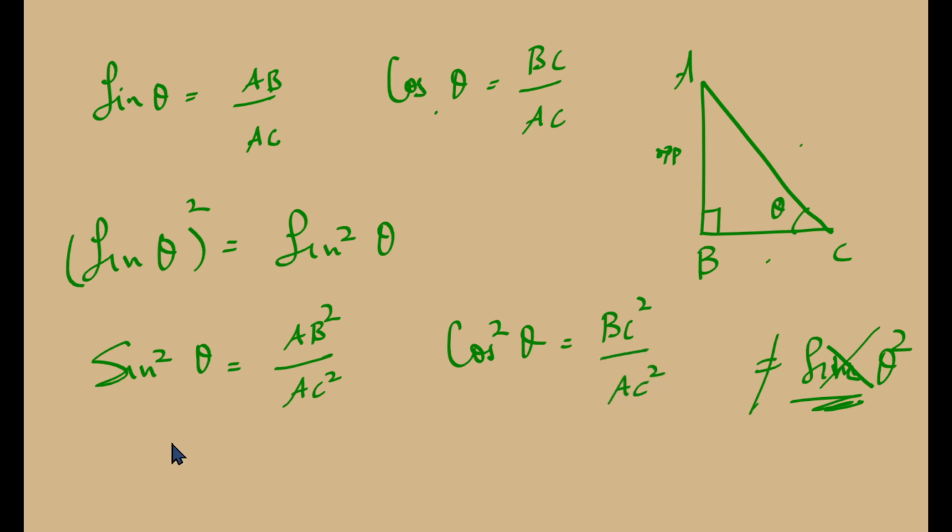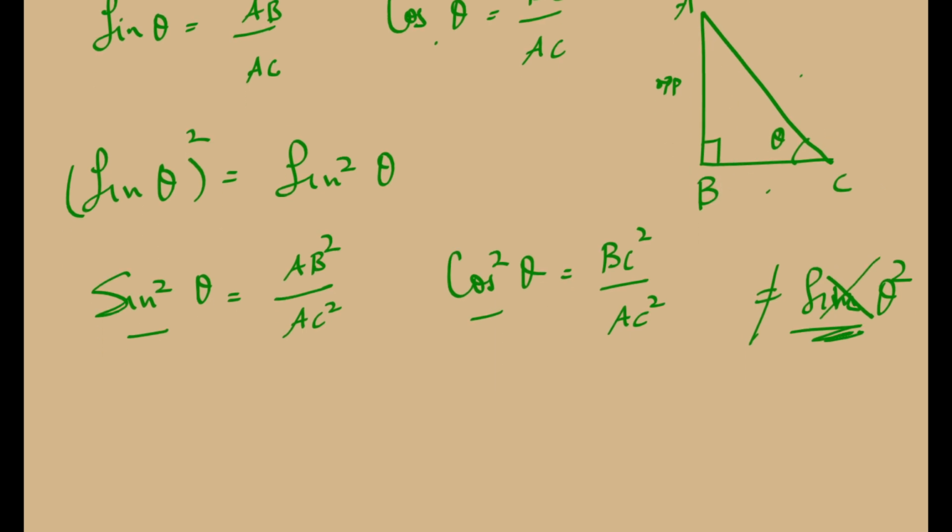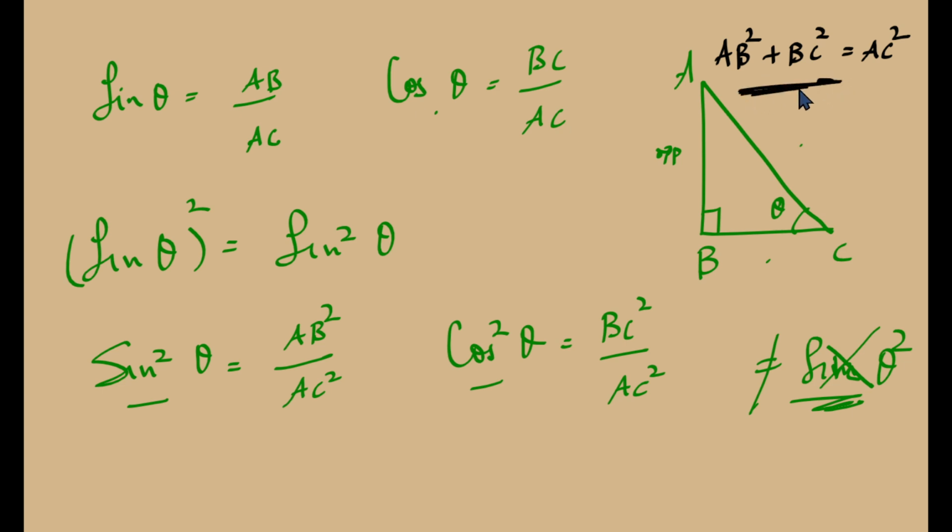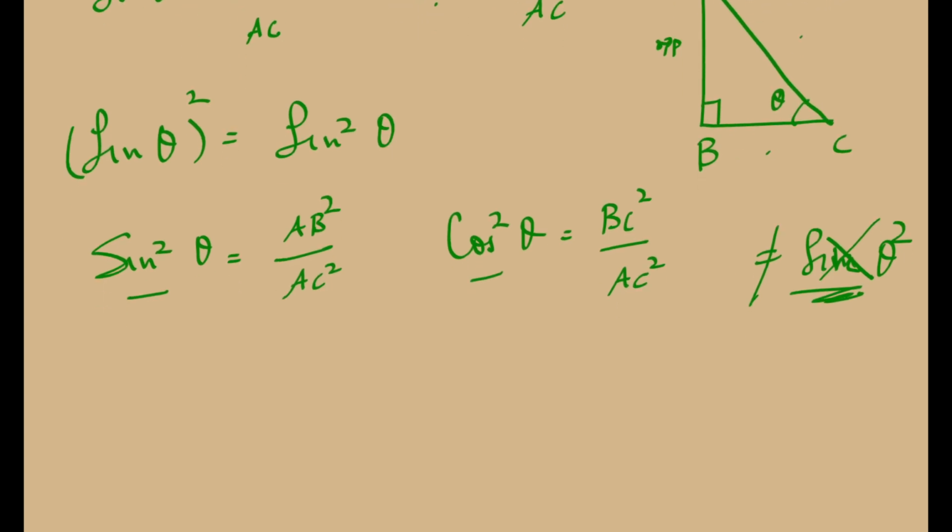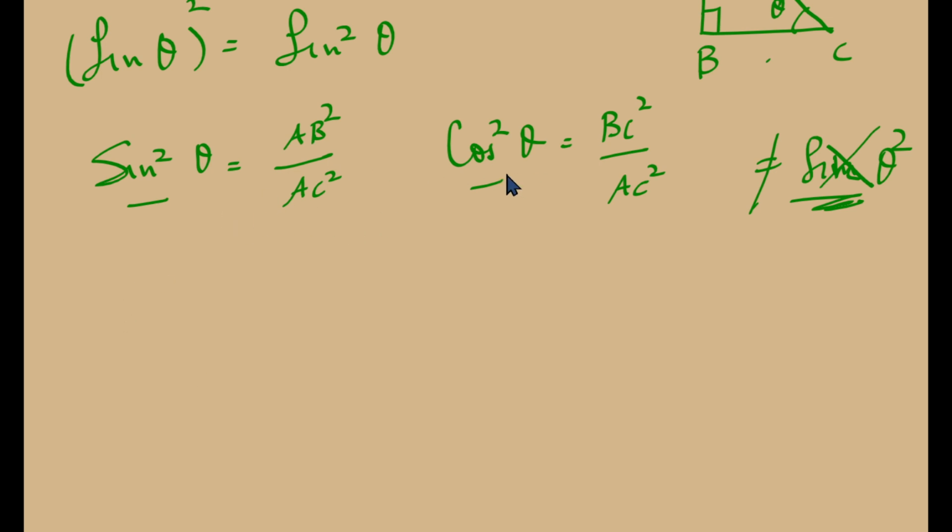Now we'll have to arrive at a relationship between these two, sine and cos. What do we know about this triangle? We know that in this triangle, AB squared plus BC squared is equal to AC squared. This is what the Pythagoras theorem tells us. Being a right angle triangle, the sum of the squares of the legs of the triangle will be equal to the square of the hypotenuse. We'll have to keep this in mind. AB square plus BC square is equal to AC square. Let us just add both of them, because if you look at the numerators, you have AB square here and you have BC square here.